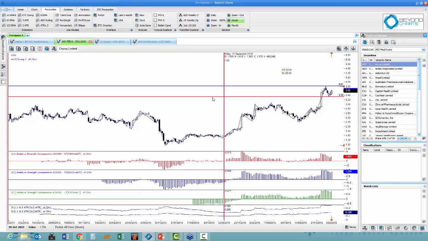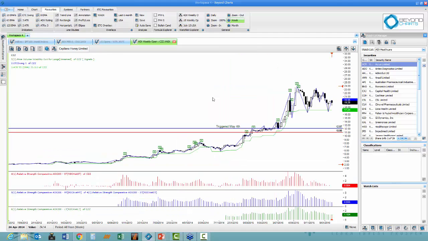So to do that, we need to place an on-stop order 0.5% above that last medium-term peak. So the on-stop order comes in at $3.81 and a stop loss at $3.33.